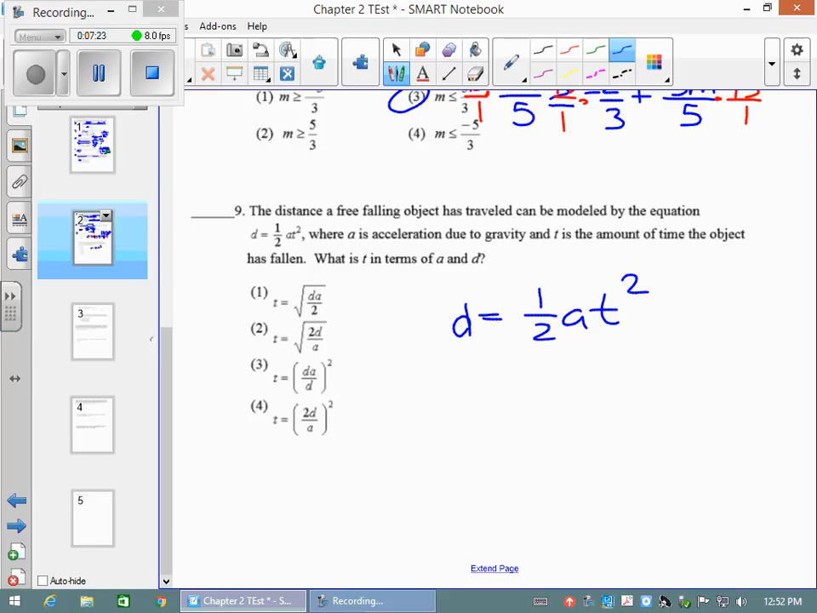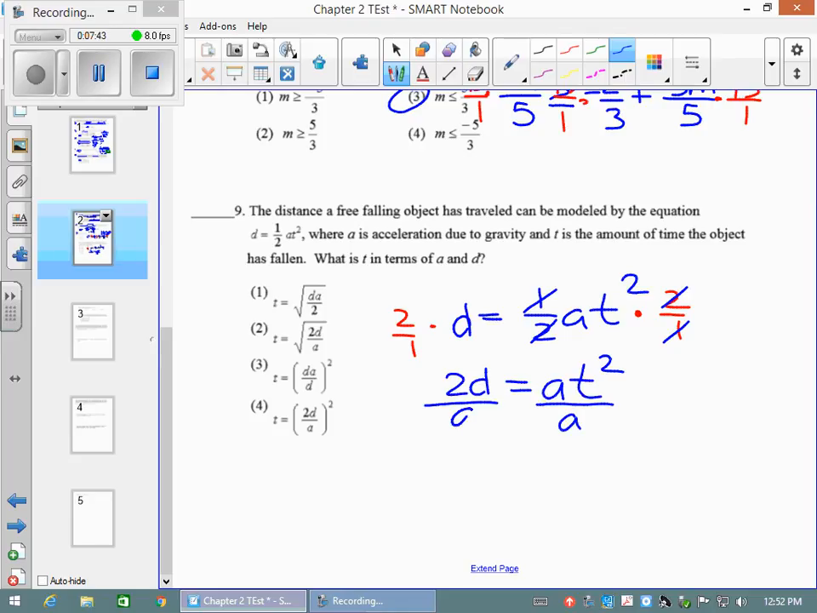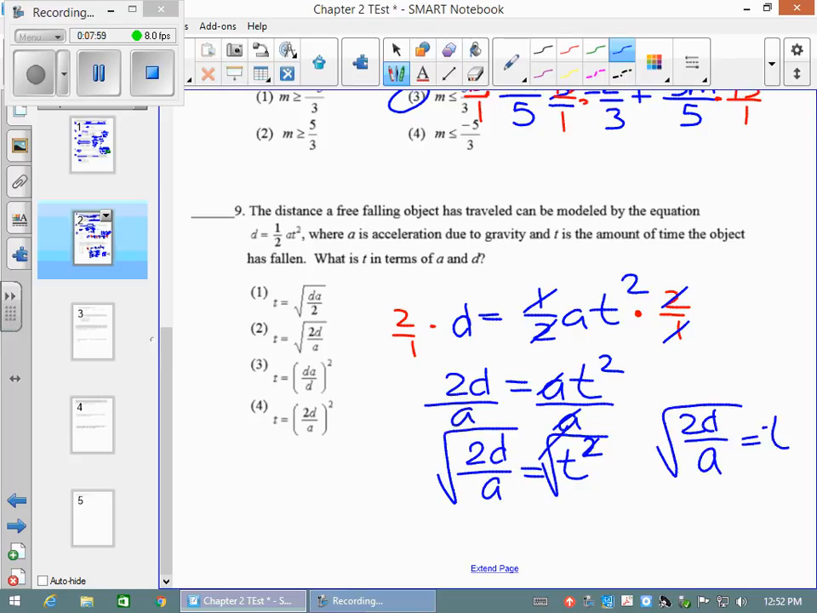The first thing I would do is I want to get rid of this 1/2, so I'm going to multiply by the reciprocal, so I'm going to multiply by 2 over 1 on either side, which will then cancel out my fraction to 1. On the right side, I get 2d is equal to a times t squared. Now I want to get t alone, so I'm going to divide by a. I have 2d over a is equal to t squared. And now I want to get rid of the fact that t is being squared, so I'm going to square root it on both sides, and I get the square root of 2d over a is equal to t, and this was choice 2.